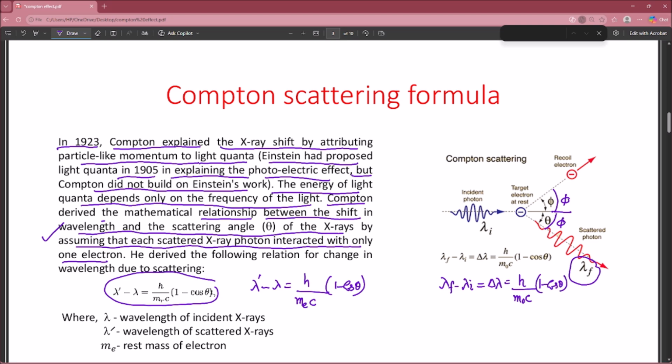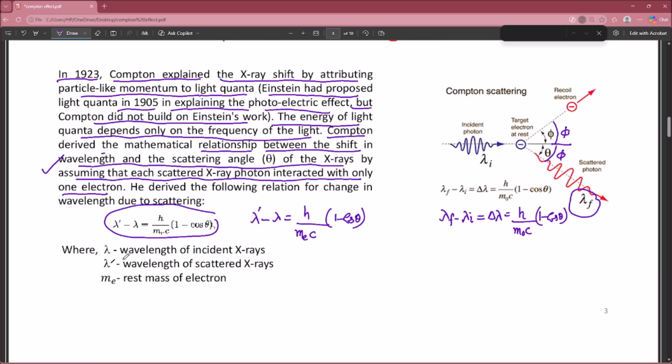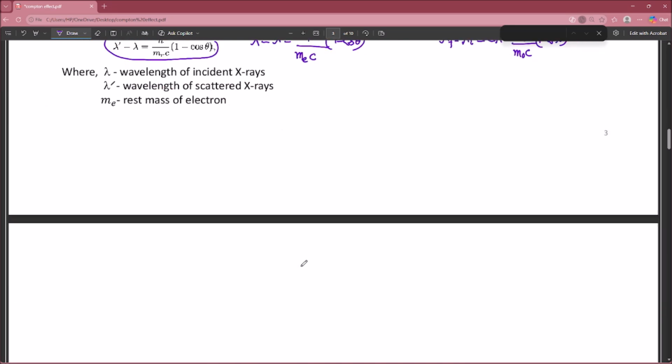Here lambda is the wavelength of the incident X-ray, lambda dash is the wavelength of the scattered X-ray, and m_e is the rest mass of the electron. The electron should be at rest. So this is the Compton scattering formula, which is very useful to find the value of lambda or theta in numerical problems.